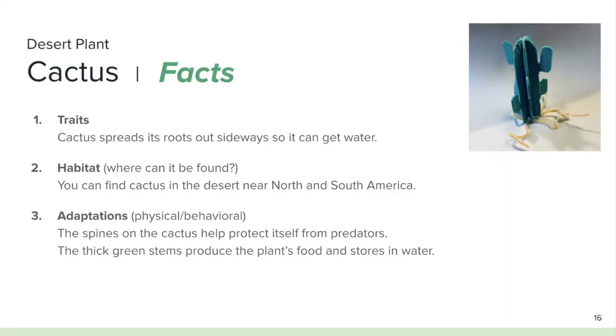You can find cactuses in the desert near North and South America. Also, did you know that California is actually a desert? That is why you can see cactus everywhere. The spines on the cactus help protect the cells from predators trying to eat them. The thick green stem produces the plant's food and stores water.